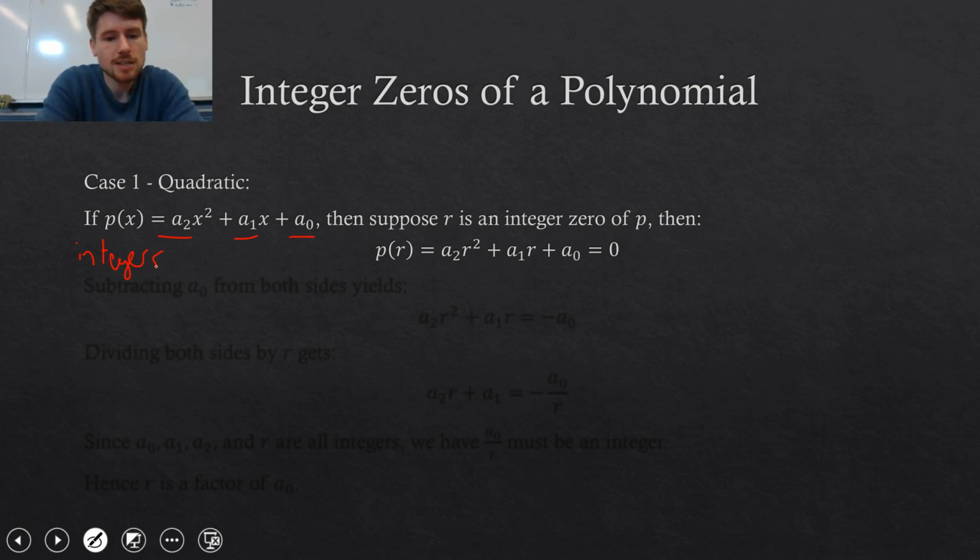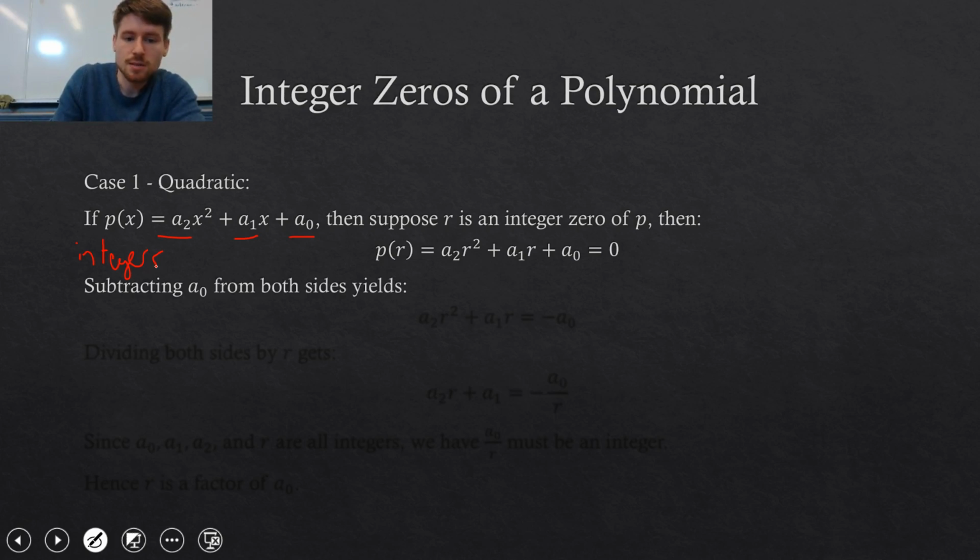a2 r squared plus a1 r plus a0 equals 0. So that's what it means for r, an integer, to be a 0 of p. We're going to do the same thing we did the last time. Subtract a0 from both sides. So now we have a2 r squared plus a1 r equals negative a0.